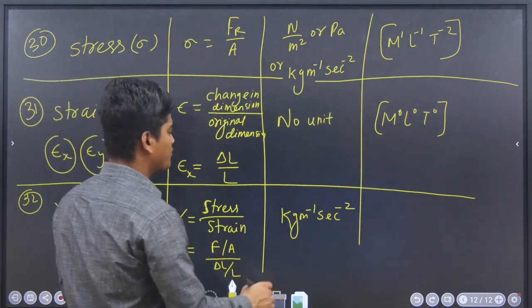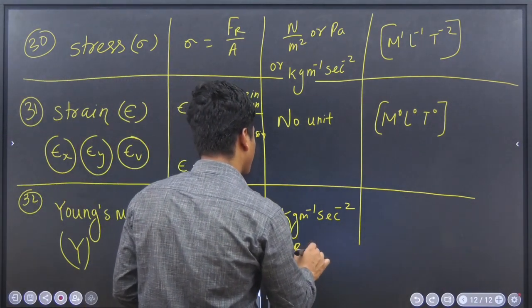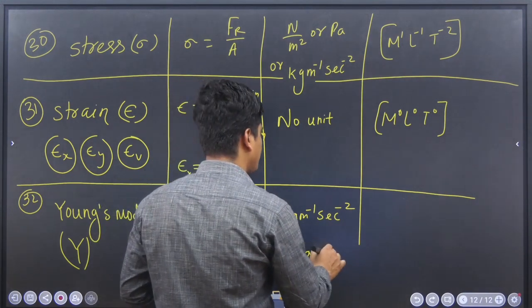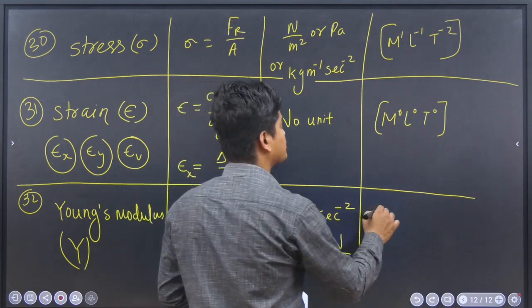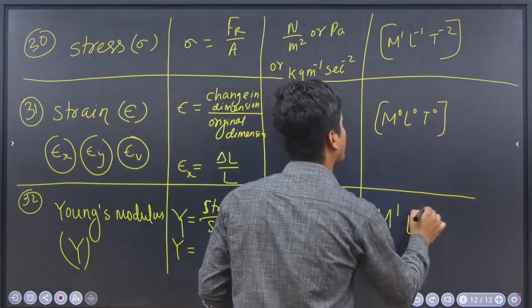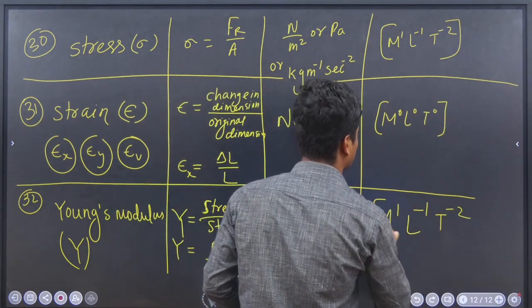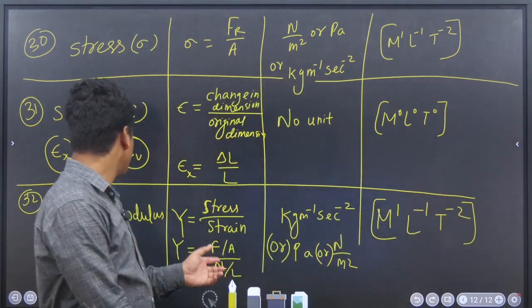Okay. Now here you can write Pascal, or you can write Newton per meter square, and dimension will be M1 L minus 1 T minus 2. So this is Young's modulus.